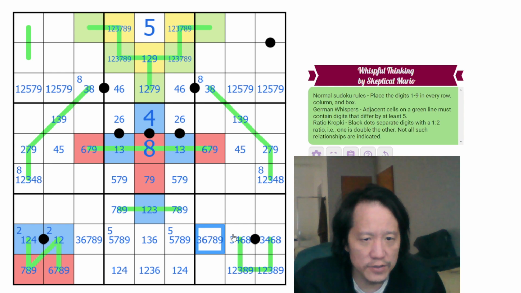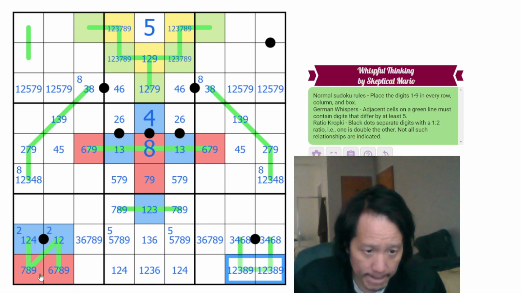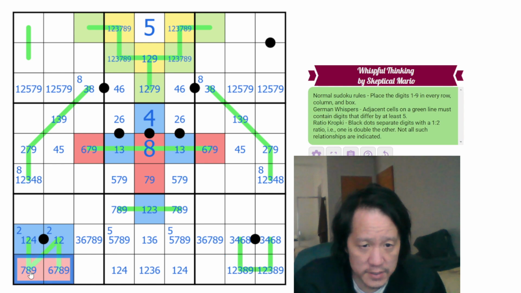So that works. If this is 4 and 8, this becomes 1, 2. So if this is 4 and 8, this becomes 1, 2, 1, 2. This has to be a 9 with 1 of 1, 2, or 3. So this could be 6, 7, or 8. It's fine. This is 3 or 6, which is fine.